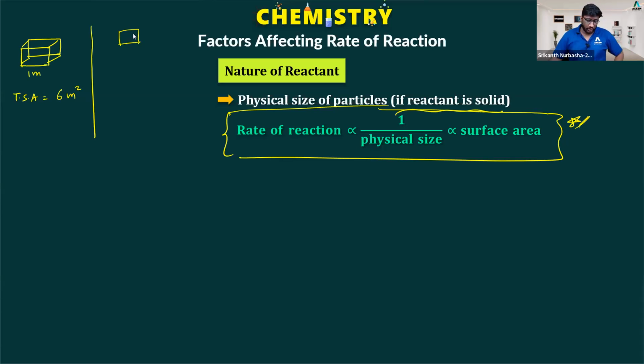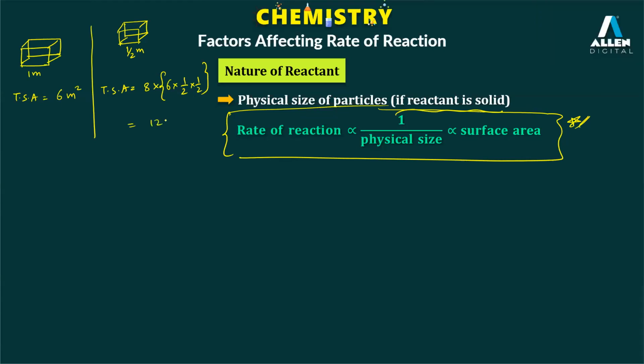Try to think of the scenario. I am taking a cube, dividing it in the x direction, y direction, z direction. I'll be getting a smaller cube of edge length 1 by 2, or not? But how many such smaller cubes will I be getting? 8 smaller cubes I'll get. So what is the total surface area now? We have a total of 8 cubes, 8 into the surface area of each cube, 6a squared, 1 by 2 squared. So 6 into 1 by 2 into 1 by 2. How much is this? 12 meter square.